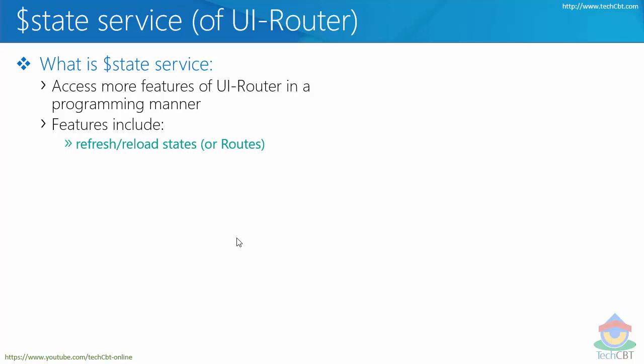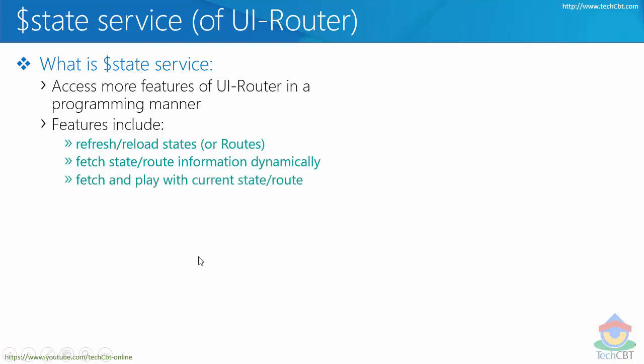Imagine I am currently on a particular state or on a particular route. How would I refresh it, or how do I reload it? If you would like to reload or refresh any particular route, we can make use of $state service. Again, imagine I would like to fetch some information related to a particular state or particular route, then we can make use of state service.